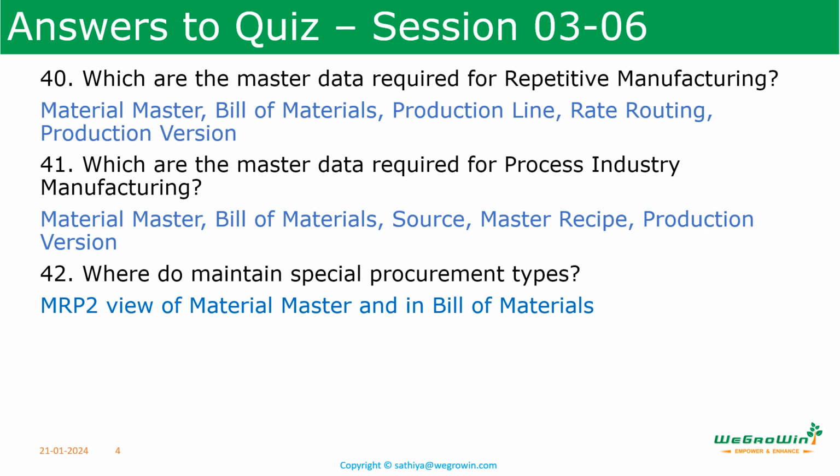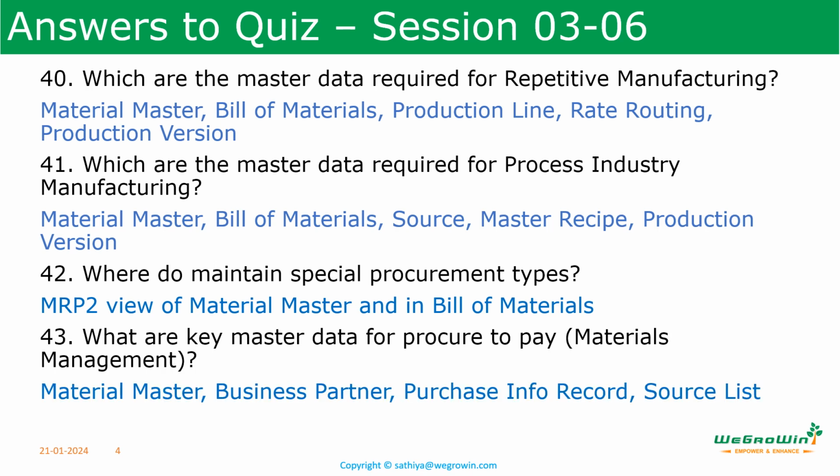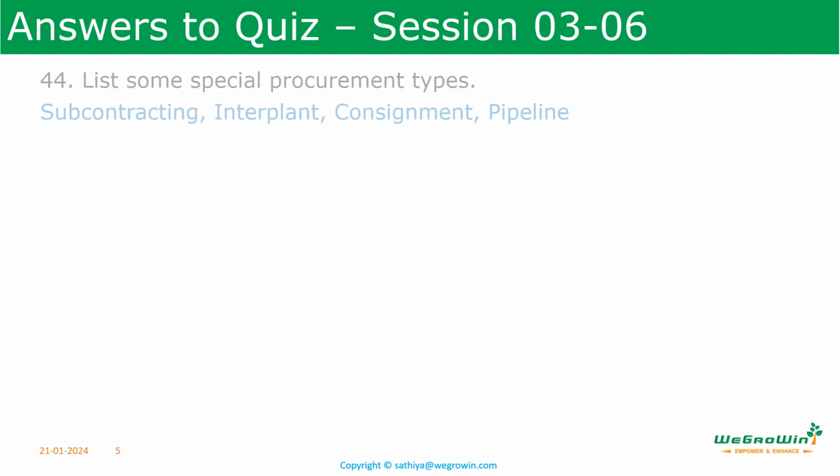Where do we maintain special procurement type? It is maintained in the MRP2 view of material master and also in the bill of materials. What are the key master data for the procure to pay process? That is a material management process. That is material master, business partner, purchase info record, and source list.